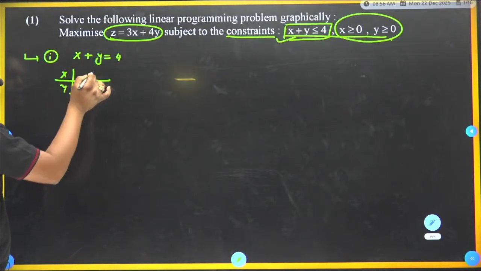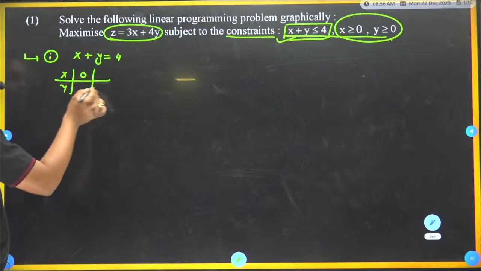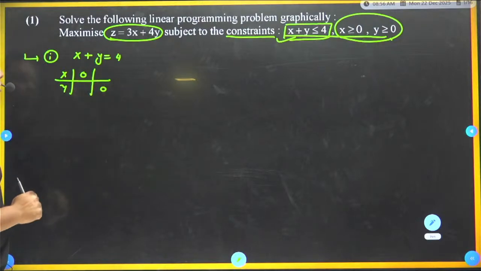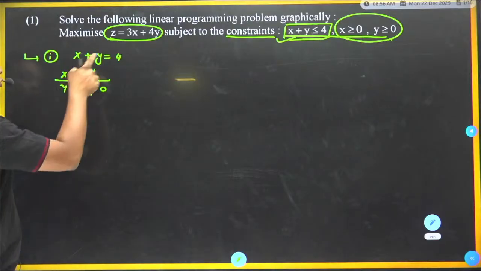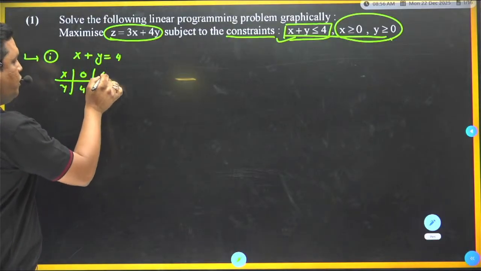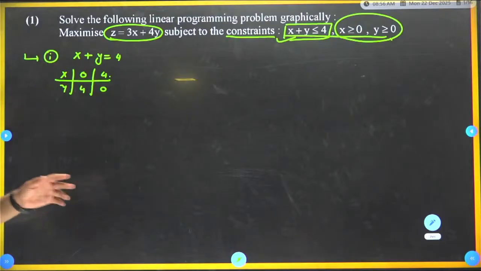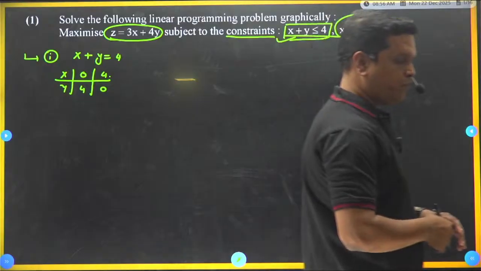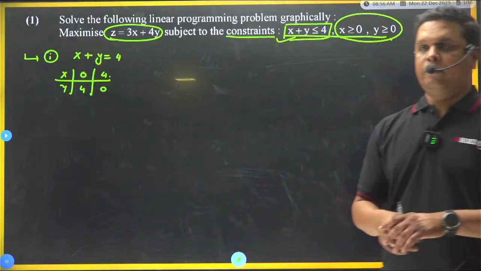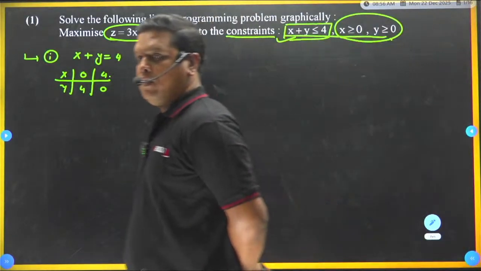First term x is 0 and second term y. When you put x equal to 0, what is y? When you put y equal to 0, x is 4. Write this down: x plus y equal to 4. First time x is 0, second time y is 0.